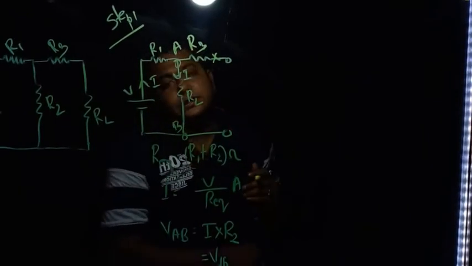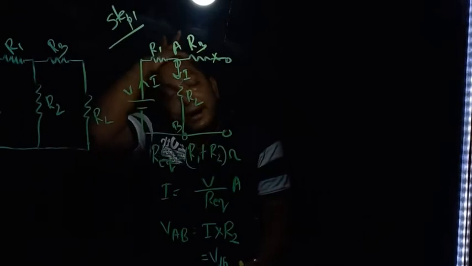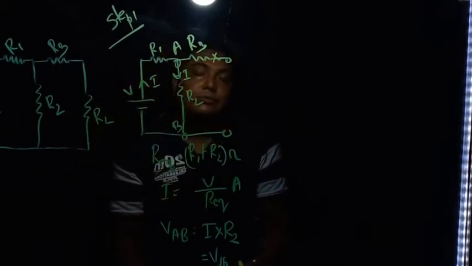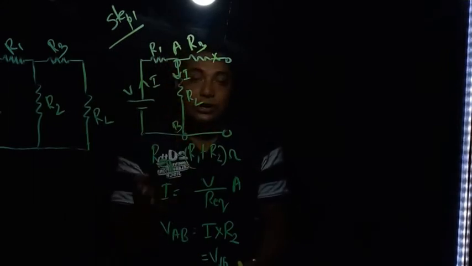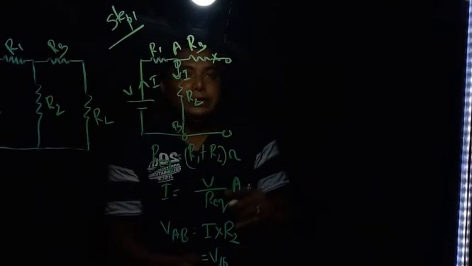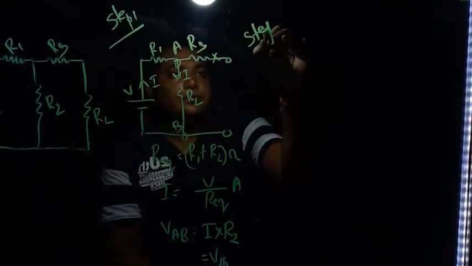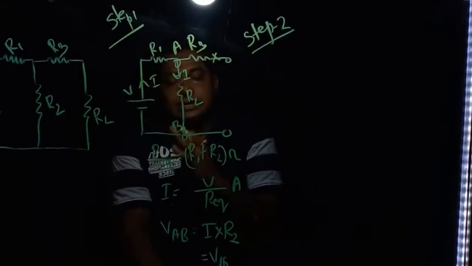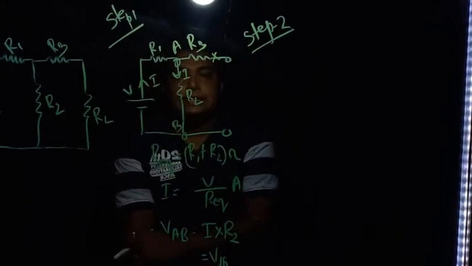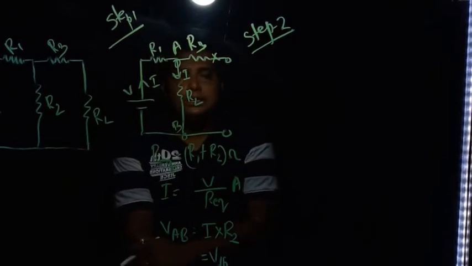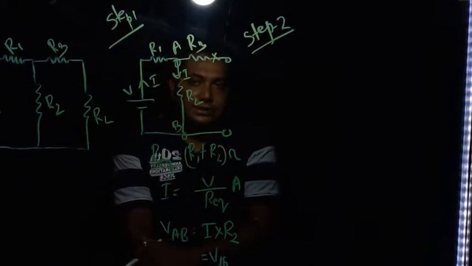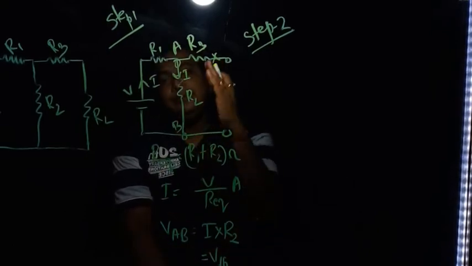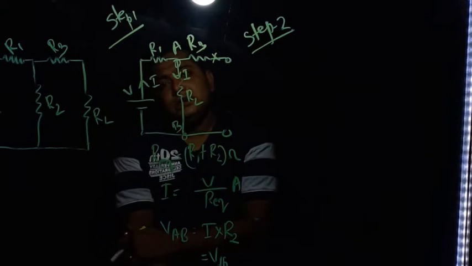If we summarize what we have done, we have removed the load resistance, made the terminal open, and found out the voltage appearing across that open terminal. Now step 2. In step 2 it is told that after removing the load resistance, make this circuit independent of any kind of source, view it from the open terminal from where we have disconnected the load, and find out the equivalent resistance of the circuit.